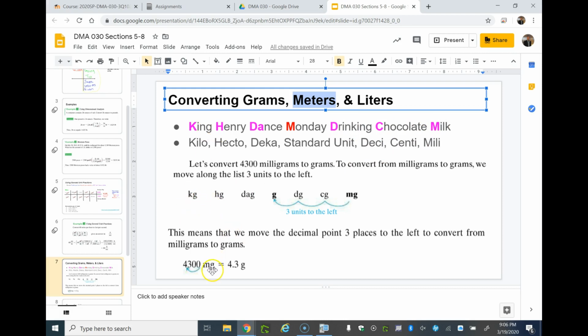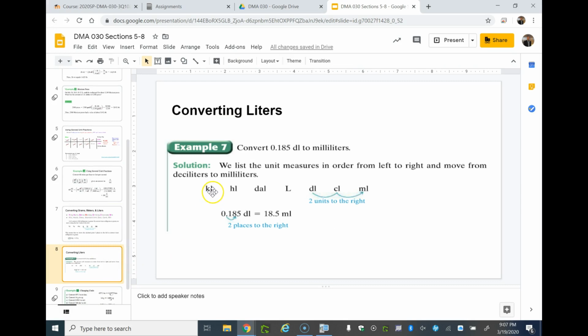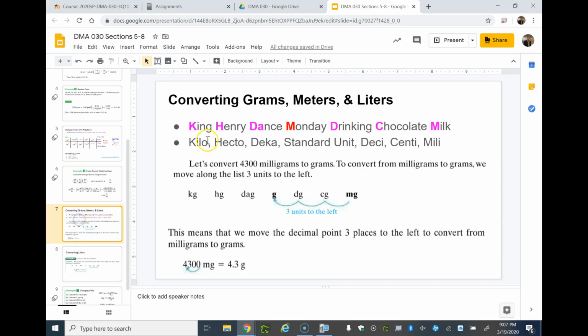Anytime the direction asks for grams, all we're going to do is take the first letter and change it to G's. And notice that the standard one gets changed to G. So we went from M to G for this one. If we're talking about liters, just change all the back letters to L's. And here's our standard one again. And that would take care of any problem that we're dealing with. G for grams, M for meters, L for liters.